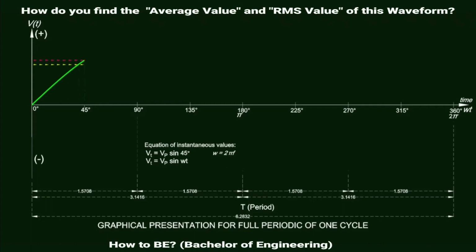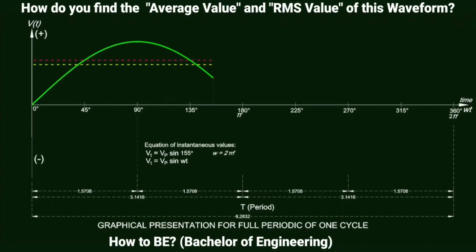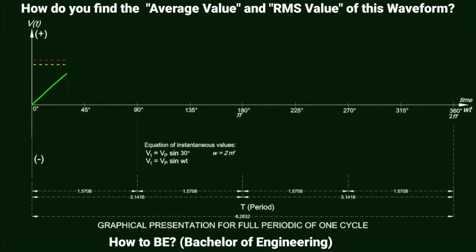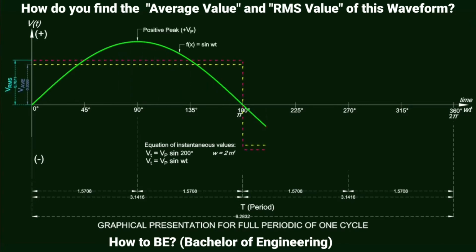How do you find the average value and RMS value of this waveform? I had made a graphic animation for better understanding. Continue to watch the full video if you wish to learn.